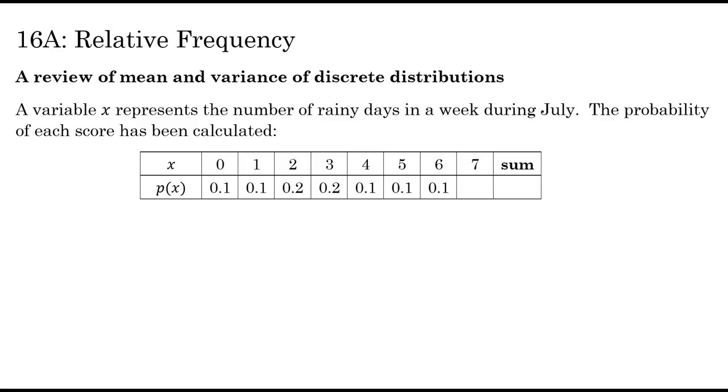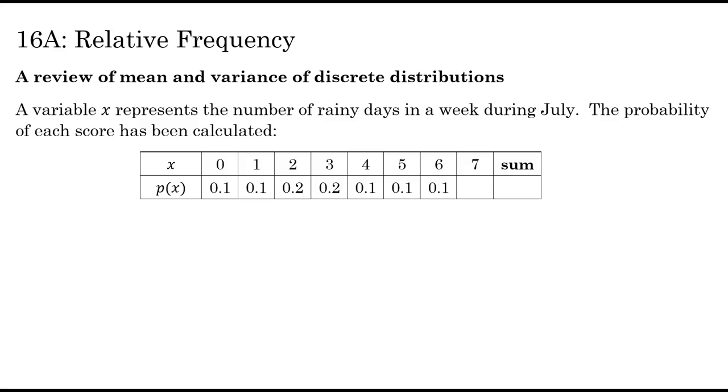Now, the sum of my probabilities has to add up to 1. Right? This is going to encompass all possible outcomes, that is either 0 rainy days, 1, 2, 3, 4, 5, 6, or 7 rainy days. In any given week in July, I will have either 0, 1, 2, 3, 4, 5, 6 or 7 rainy days, so the total probability has to add to 1.